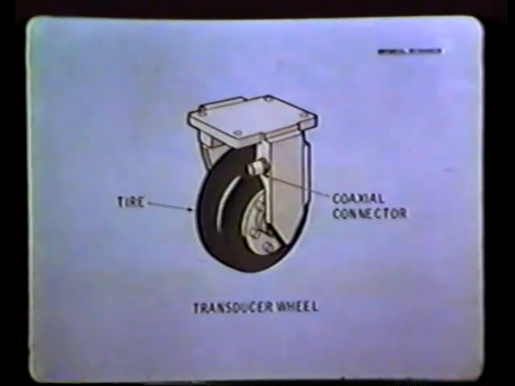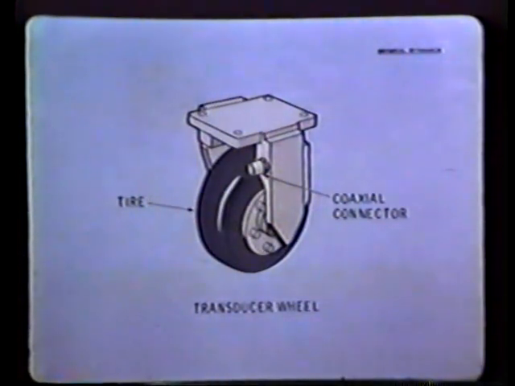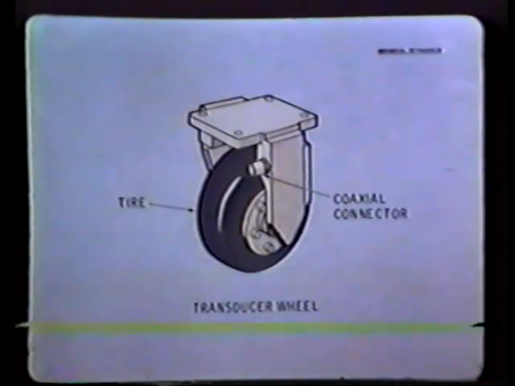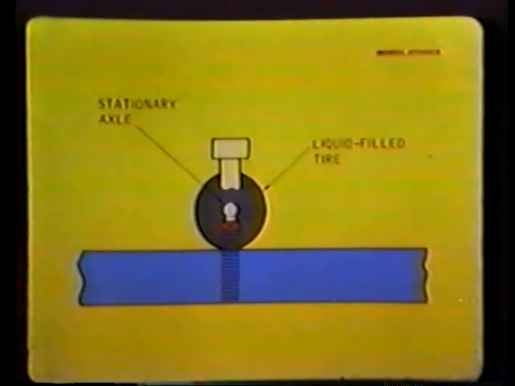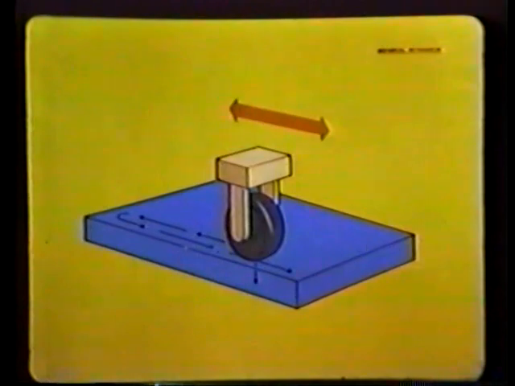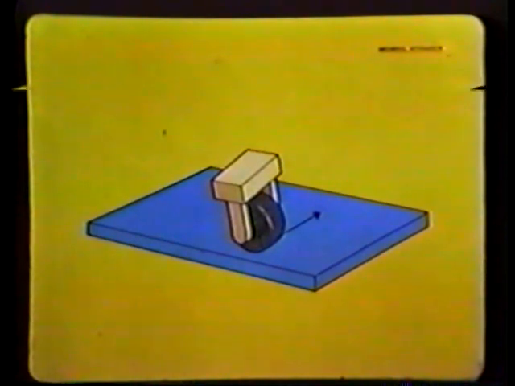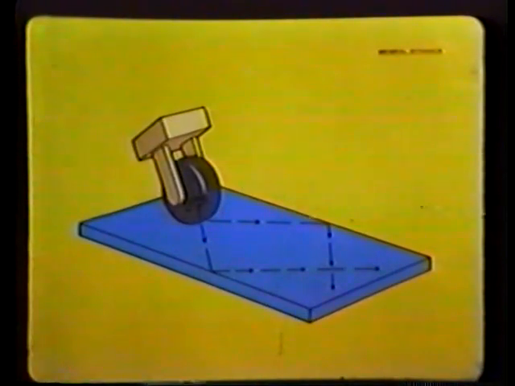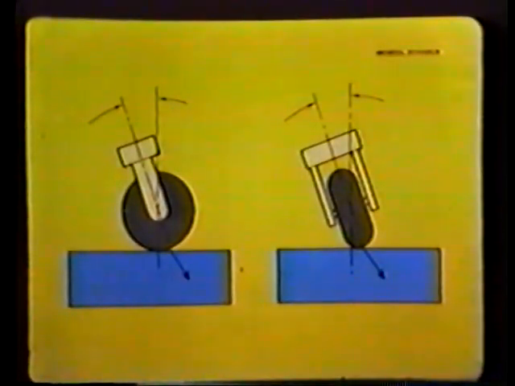A special adaptation of contact testing is the transducer wheel. The transducer is mounted on a stationary axle inside a liquid-filled tire. Only the tire touching the specimen. The sound beam can be directed perpendicularly to the test surface as the wheel moves back and forth. It can be directed to the side or angled to the side and forward. The direction of propagation depending on the position of the wheel's mounting yoke.